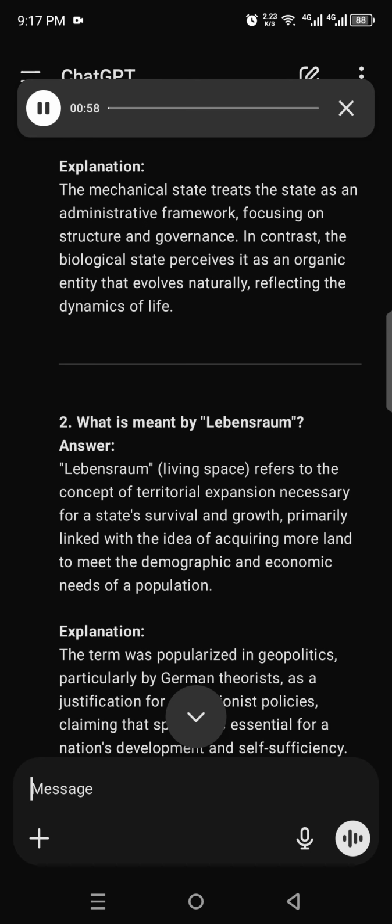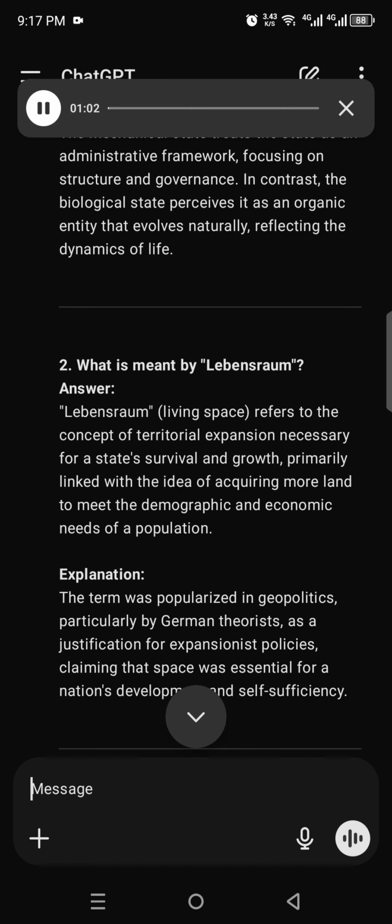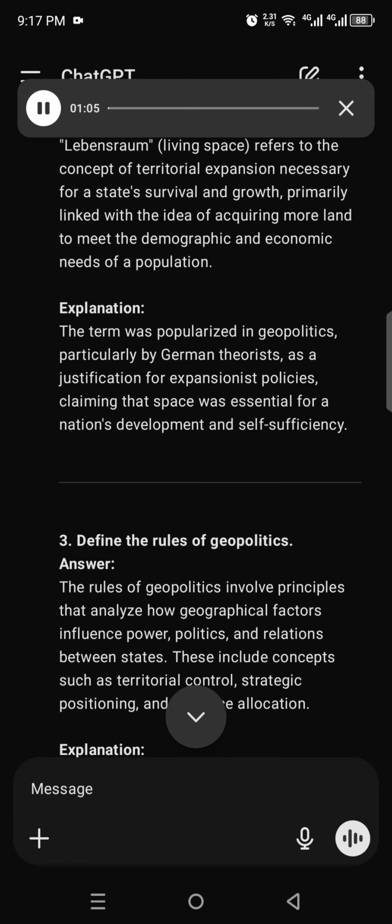Explanation. The term was popularized in geopolitics, particularly by German theorists, as a justification for expansionist policies, claiming that space was essential for a nation's development and self-sufficiency.